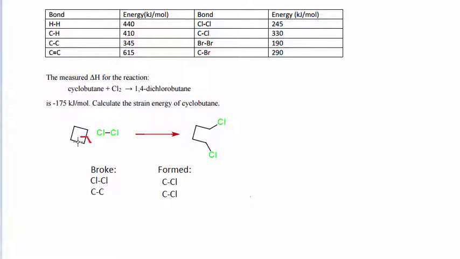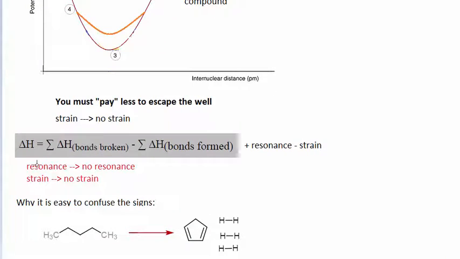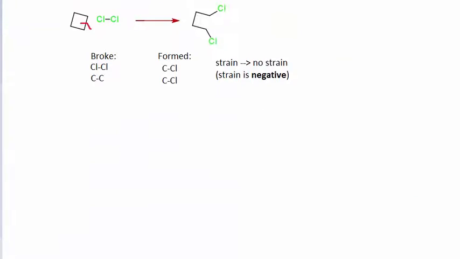And again, we're going from a strained closed chain molecule to an unstrained open chain molecule. So we're going from strain to no strain. So based on, once again, this equation over here, our strain will be negative.